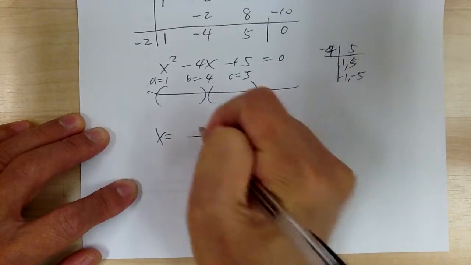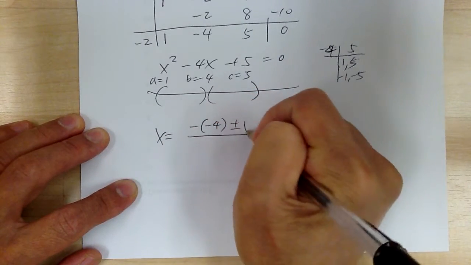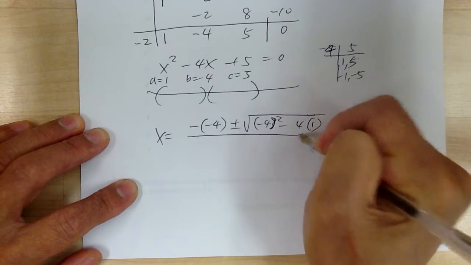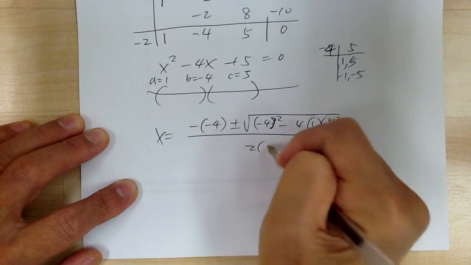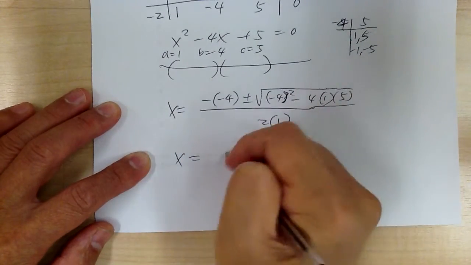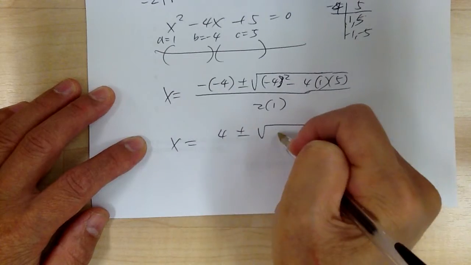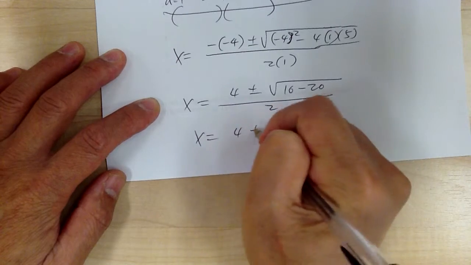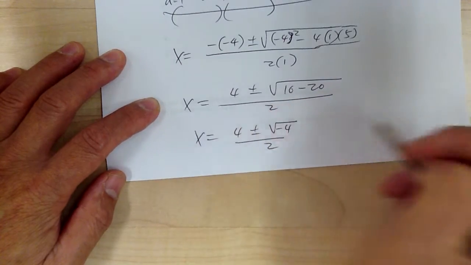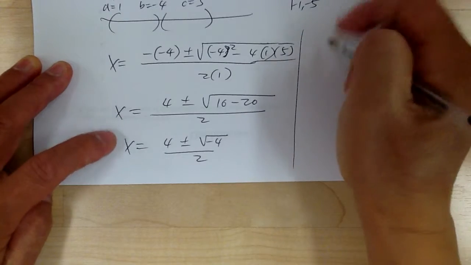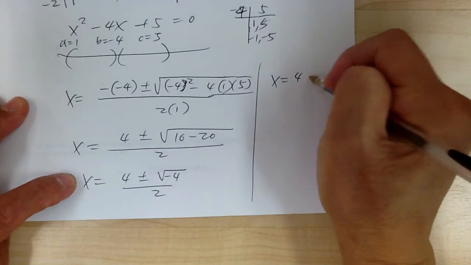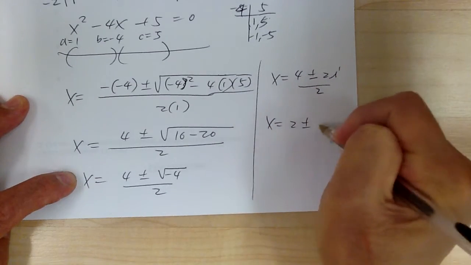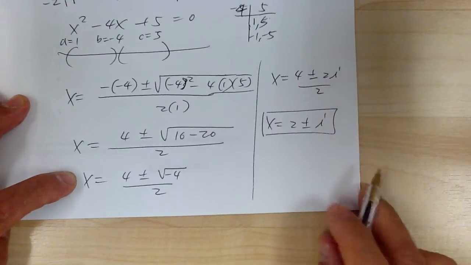So x equal to negative b plus or minus square root of b squared minus 4ac over 2a. So x equal to 4 plus or minus square root of 16 minus 20 over 2. So x equal to 4 plus or minus square root of negative 4 over 2. So you're going to get x equal to 4 plus or minus 2i over 2. So x equal to 2 plus or minus i. And that's how you do this.